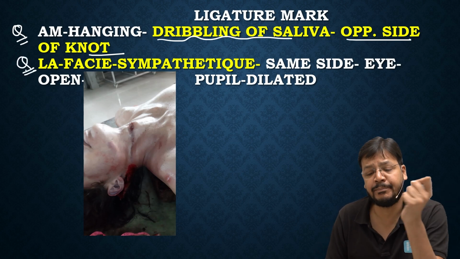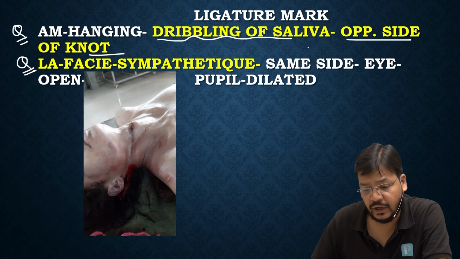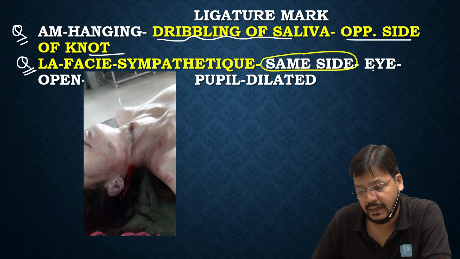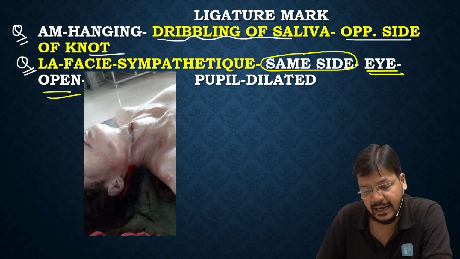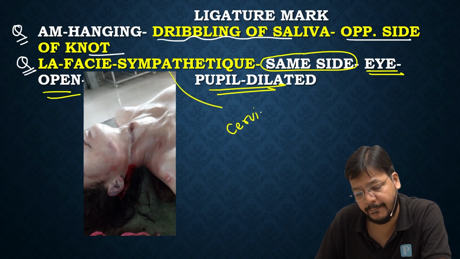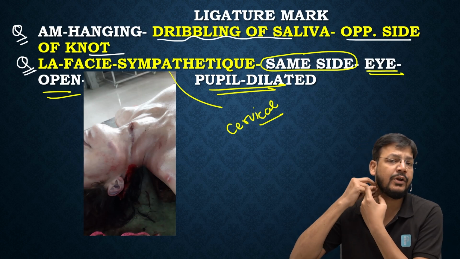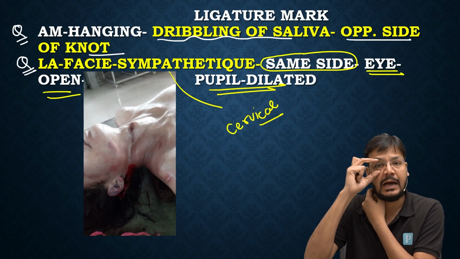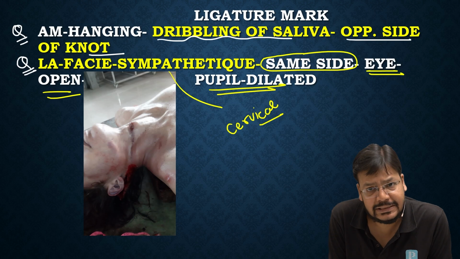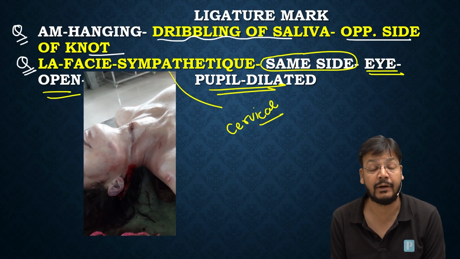Second, la facies sympathetica. What is la facies sympathetica? It is on the same side of the knot, the eye remains open and the pupil is dilated because of cervical sympathetic chain stimulation. See, here we have the knot, on the same side of the knot, the eye remains open and the pupil is dilated. This is la facies sympathetica, another finding of antemortem hanging.